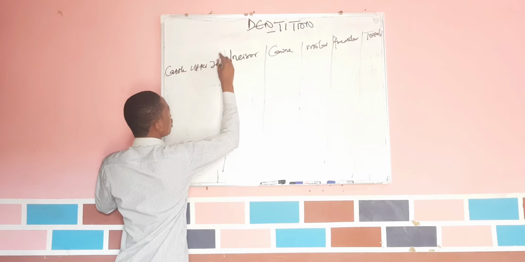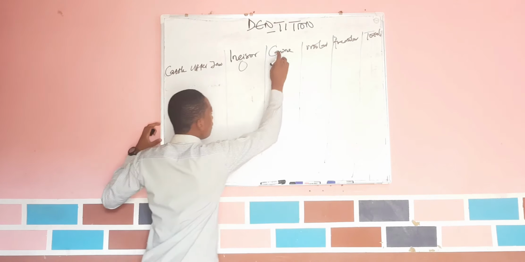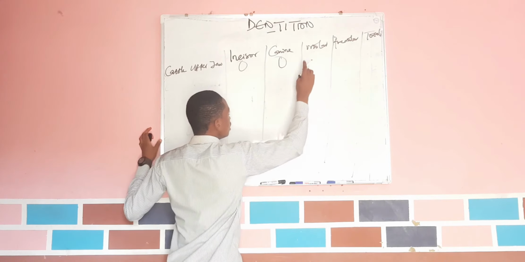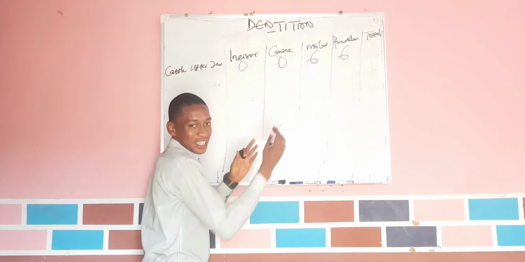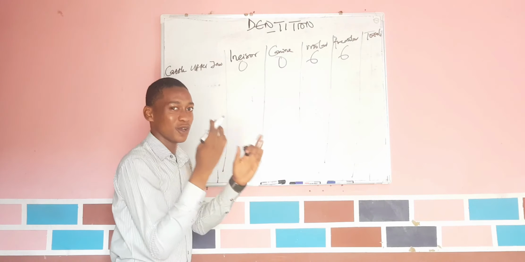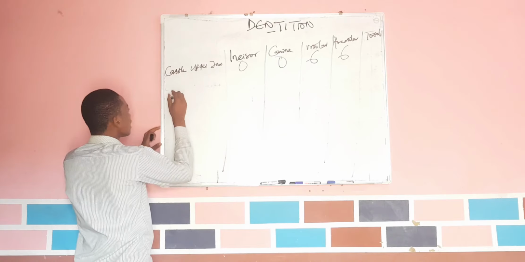In the cattle upper jaw, the number of incisors is 0. The number of canine is 0. The number of molar is 6. And the number of premolar is 6. It looks like two of them are the same, right? The molar and the premolar, we have 6. Let's go again. Now, we have the cattle lower jaw.